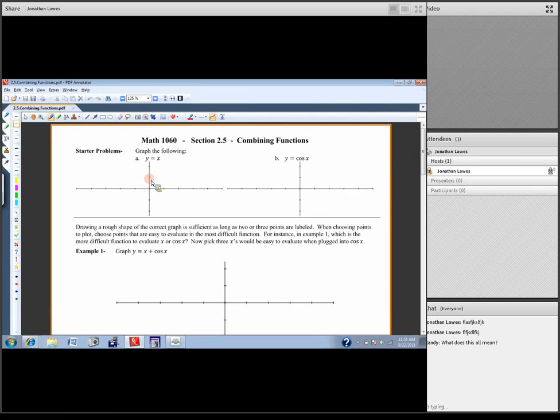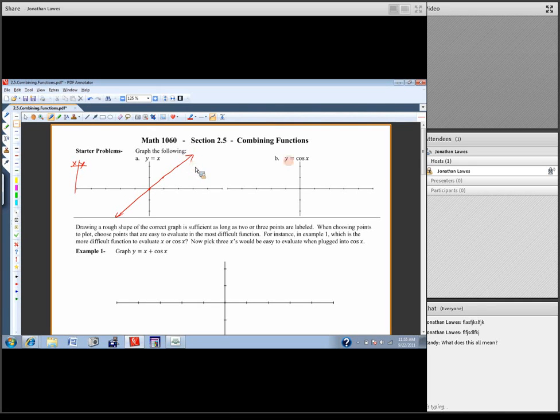This is section 2.5. It's on combining functions, and we're just going to start off with two simple functions. So we're going to start off with the identity function, just y equals x. So everybody knows that's a line that goes through the origin, has a slope of 1. If we needed to, you could always back up and make a little xy table. But this goes through 0, 0, and 1, 1, and 2, 2, and negative 2, negative 2. So we're going to connect these, and we've got this line here. Okay, put an arrow on both ends because it extends forever in both directions.